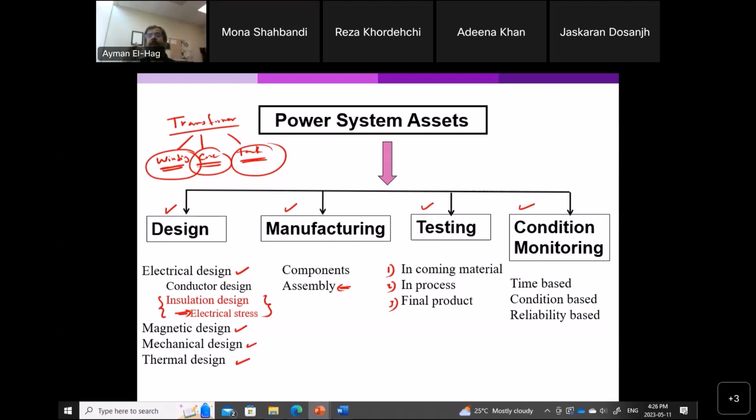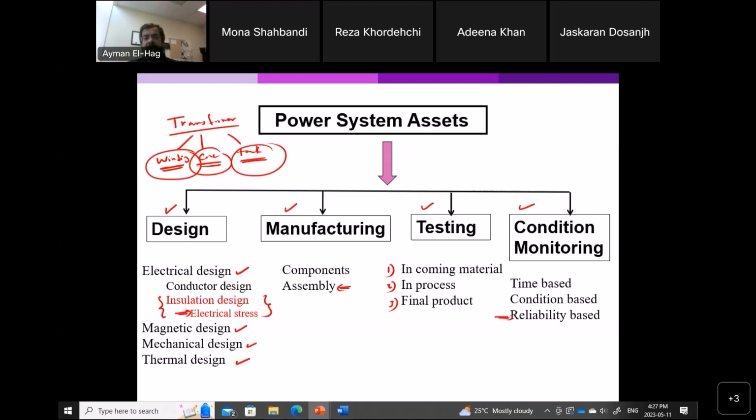So now when I want to put together my priority list, if I have a constraint in the budget as a utility, then I will give priority to the transformer that has a bigger impact on my power system. And specifically, this paradigm of condition monitoring is very, very important. And this is one of the links between power system and high voltage engineering.